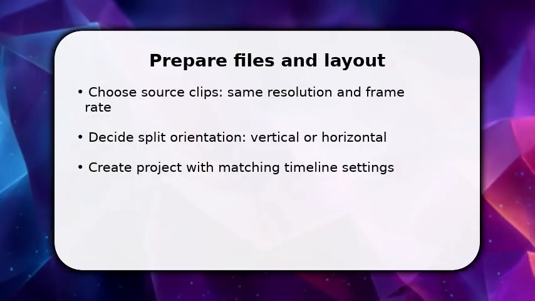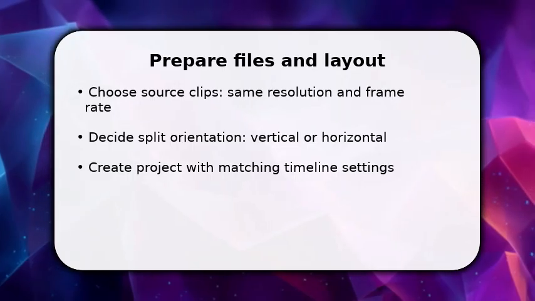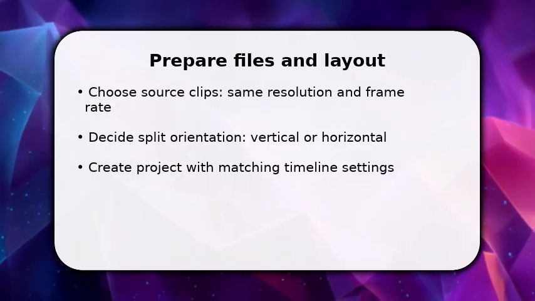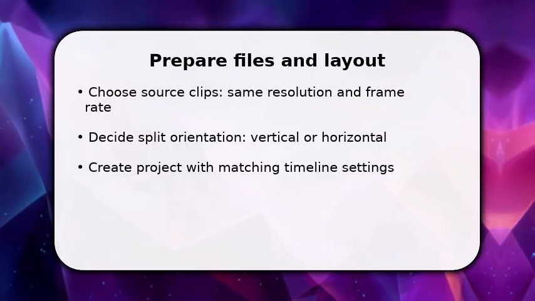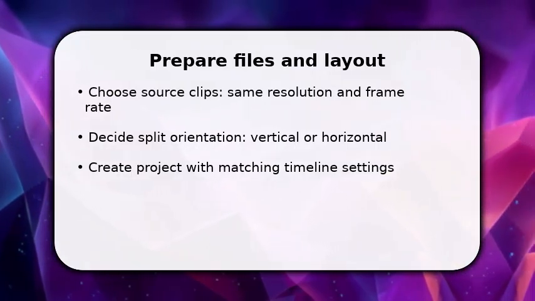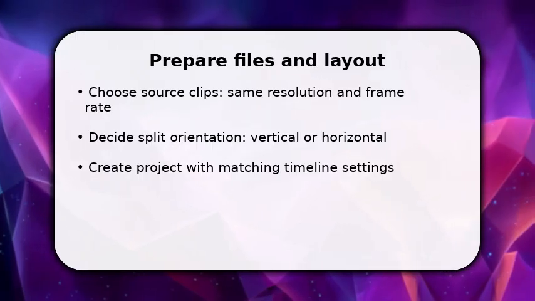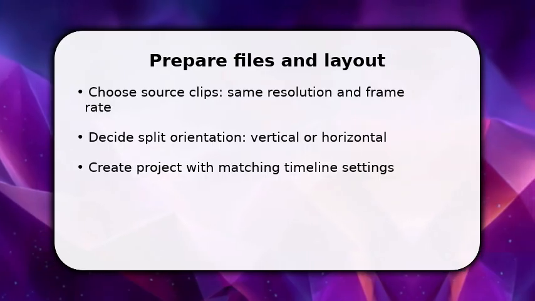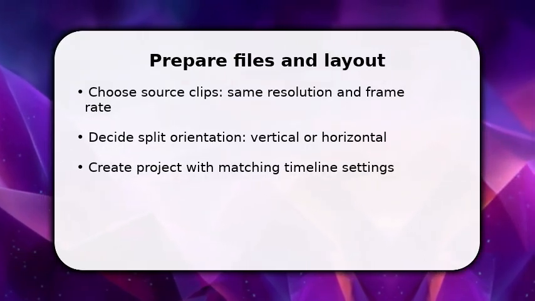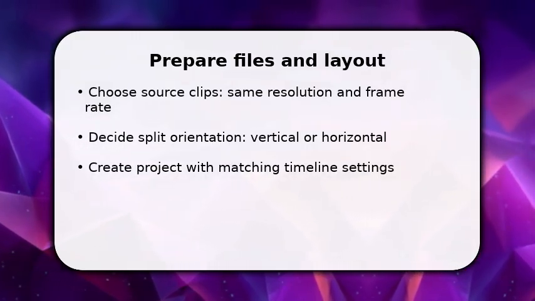You start by gathering the clips and assets you will use and aligning basic project settings. Choose files with the same resolution and frame rate to avoid jitter. This reduces scaling and color shift later. Once done, set the timeline to that resolution and pick whether the split is vertical or horizontal, because that choice determines crop directions and safe margins.